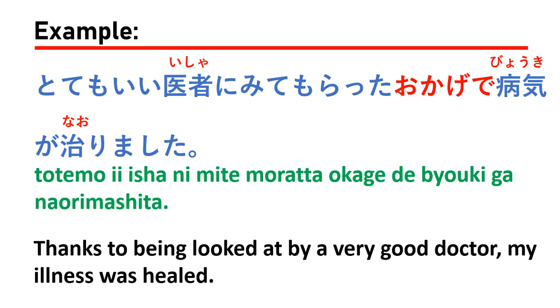In this sentence, とてもいい医者に見てもらったおかげで uses a noun and a verb. The verb is もらった, right? もらった is the past tense meaning you got something from somebody. In this sentence, you got good care from the doctor, right? So if you get good care from somebody, you can say okage because they did a good thing for you. They helped you, so you can be where you are today.